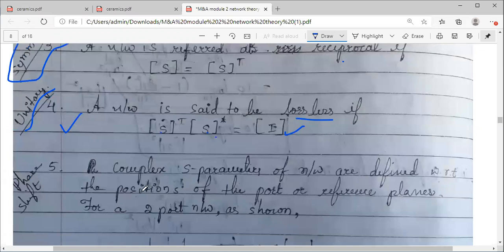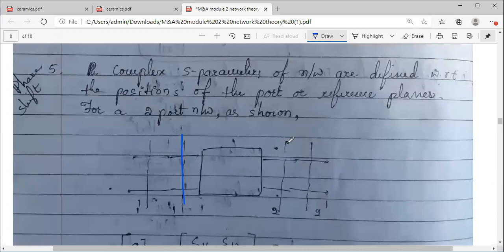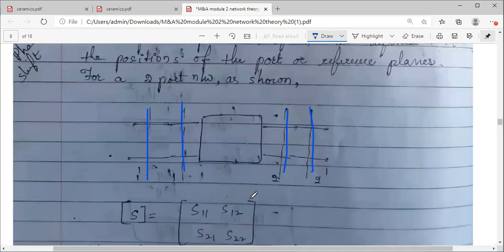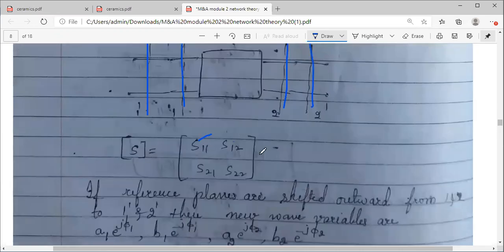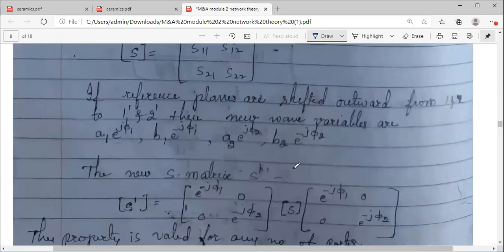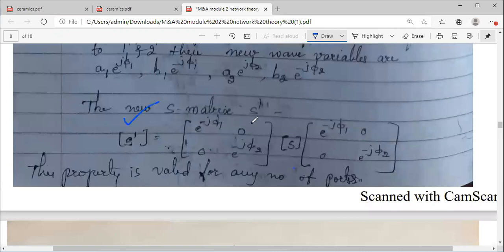Then we have seen the phase shift property also. If these are the two reference planes for a two-port network, and you shift these reference planes, then the phase of the S parameters gets shifted. That's what you can see. The new matrix is the S matrix multiplied by this. You can observe here the parameter is only an exponential, that is phase. It is indicating the phase, not the amplitude. So there is a change in the phase.